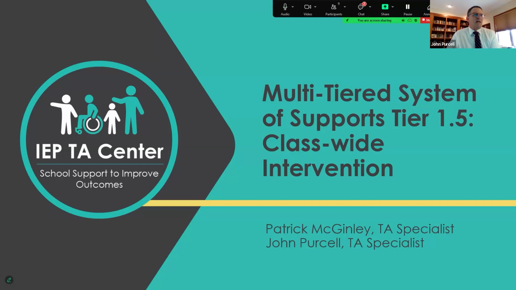Welcome to MTSS, Multi-Tiered System of Supports 1.5. We're looking at class-wide intervention. That's what 1.5 means. So we're going to get started.